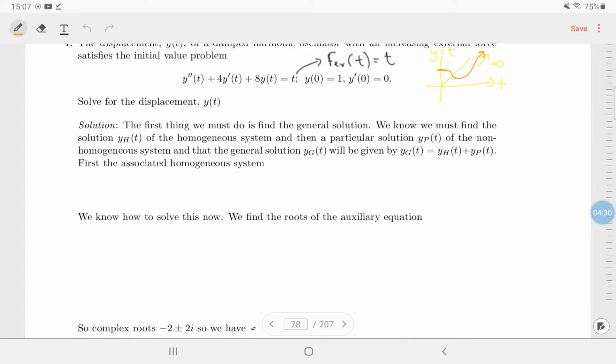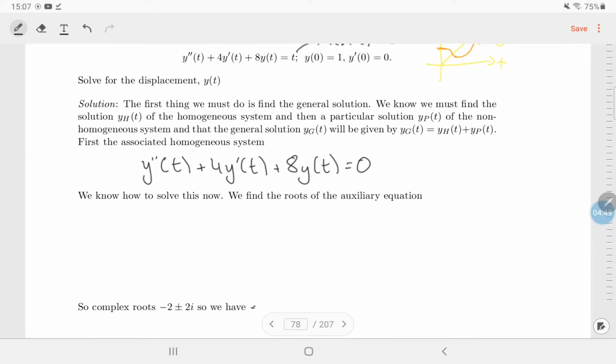Okay. So first of all, we have to solve the homogeneous system, so solving equal to 0. So we're looking at y double dashed of t plus 4y dashed of t plus 8y of t is equal to 0. How you solve this first is you look at the auxiliary equation. So that's 1r squared plus 4r plus 8 equal to 0.